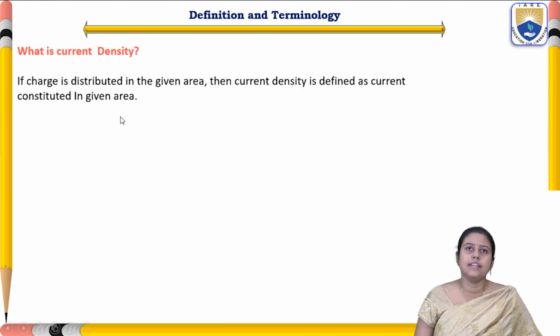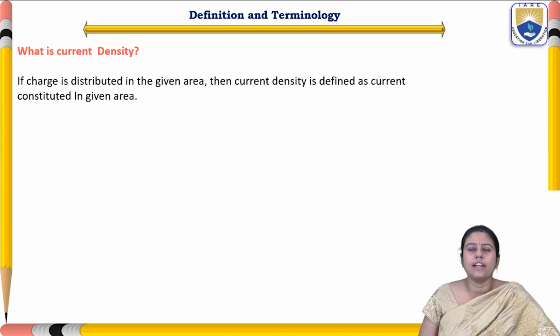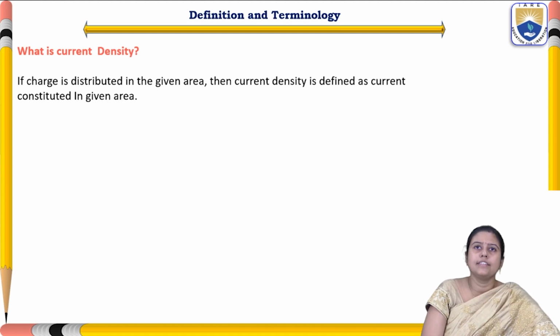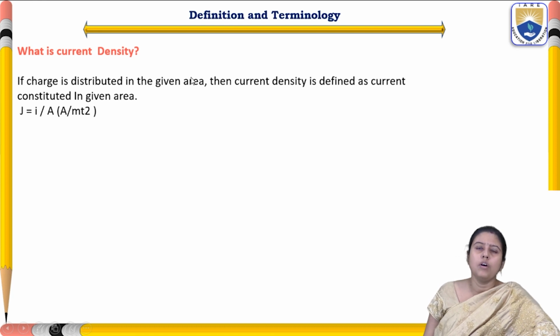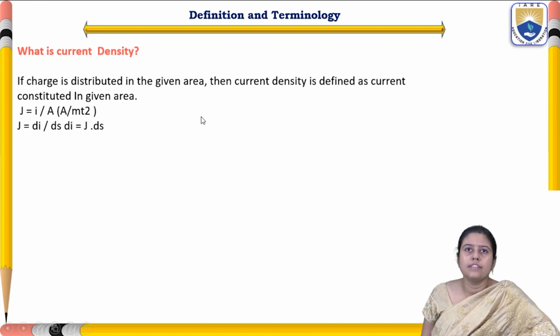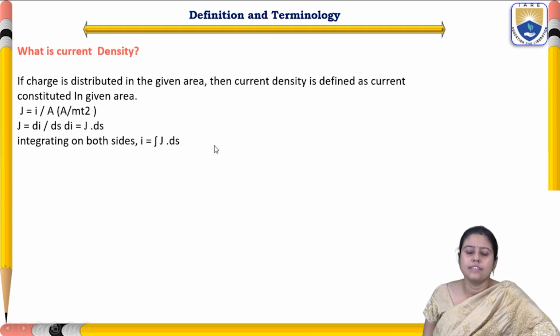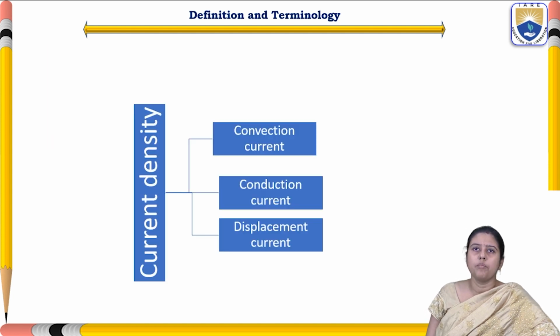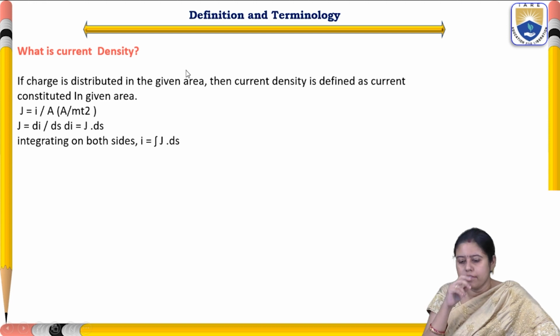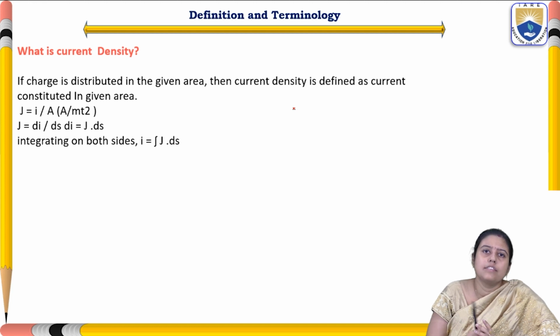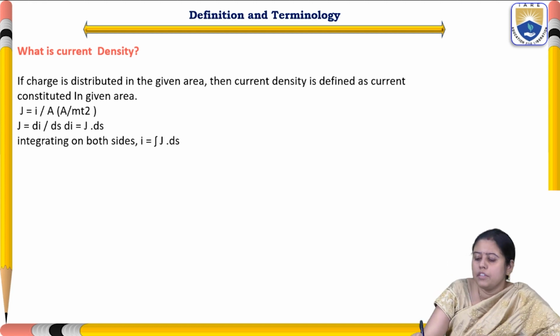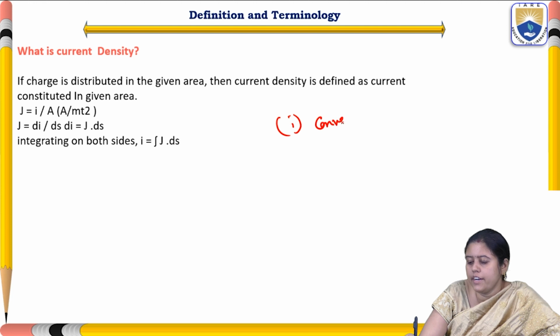What is current density? If the charge is distributed in a given area, then the current density is defined as the current in the given area: J is equal to I by A. So J is equal to dI by dS, and dI is equal to J dS. If we integrate both sides, we get I is equal to the integration of J dS, and J is known as the current density. Current density is basically of three types. One is the convection current density.